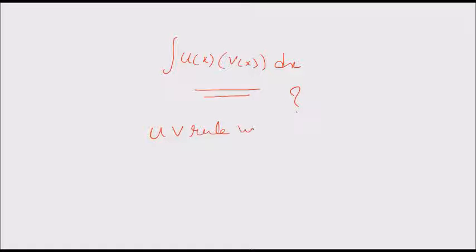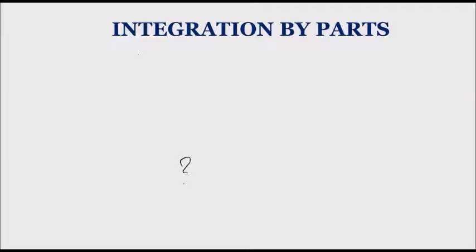See, you have learned how to find the integration for a single function. Now suppose a function is like this, u of x as well as v of x. Now when this sort of functions are there, how to find the integration? It is like the UV rule in derivatives. So we have a standard form for it to find that integration by parts.